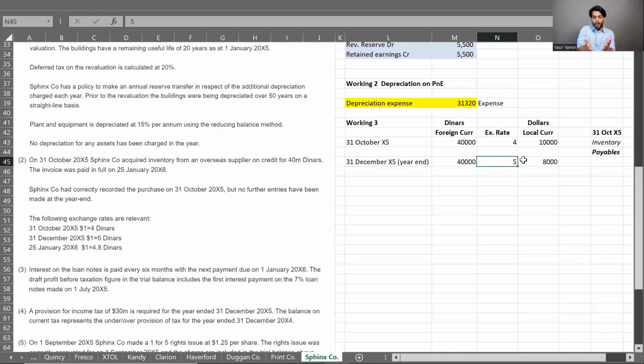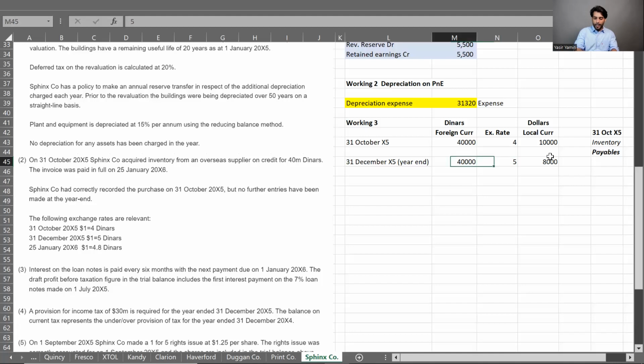Is the exchange rate moving in my favor or against me? Previously, when I took on this liability, I had a liability to pay $10,000. But now, when I revalue this liability by the accounting year end, I've still not paid my supplier. If I revalue this liability, my liability becomes only 8,000. So if I were to pay 40,000 dinars at the year end, my liability would only be $8,000 in my local currency. So it's my advantage. It's my benefit.